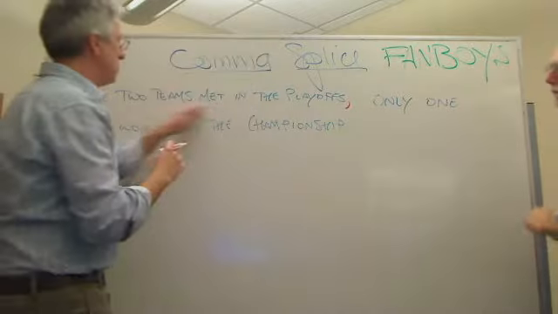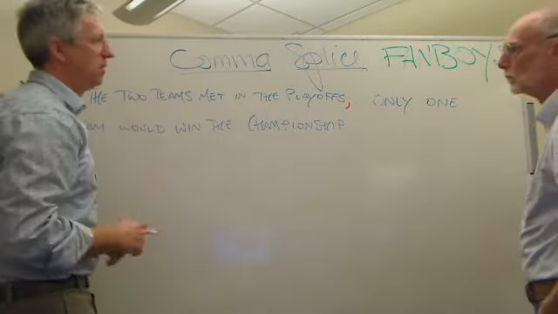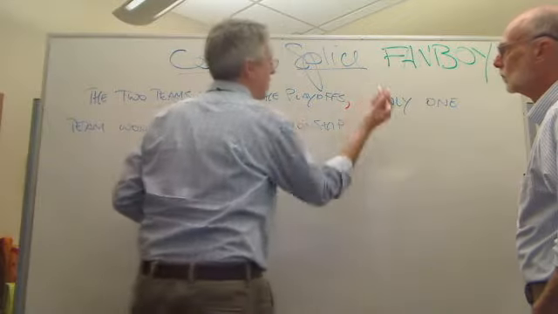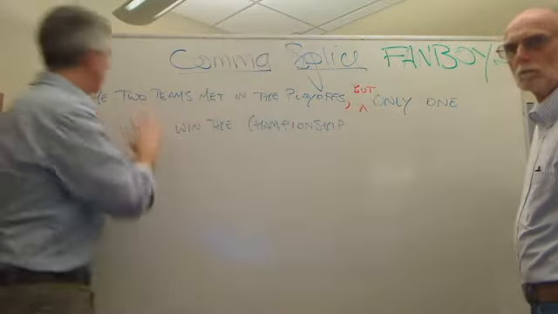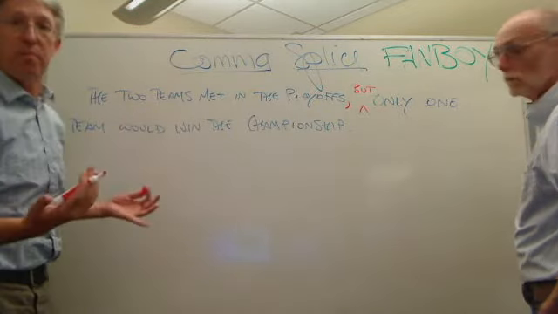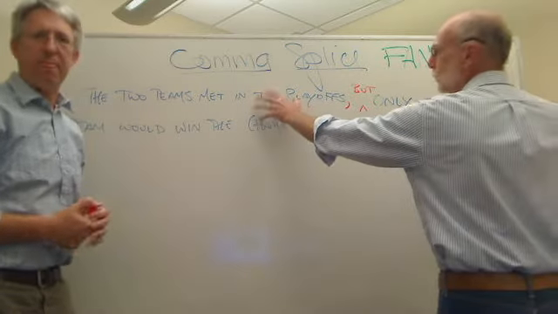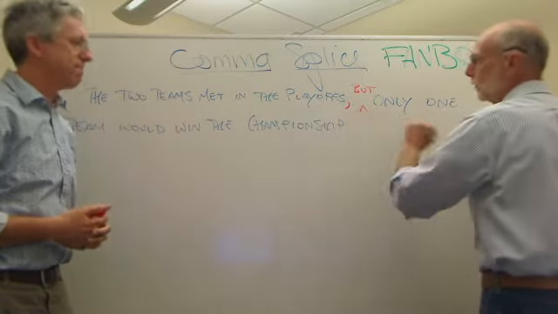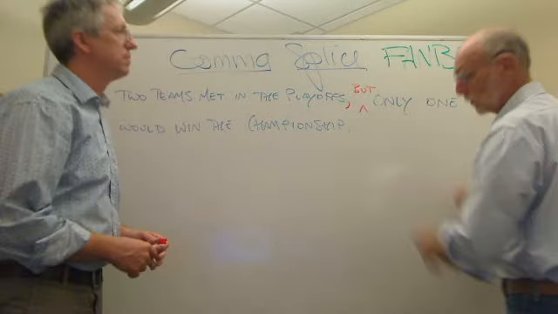The two teams met in the playoffs. Only one team would win the championship. We would probably put something contrastive like but here. So the two teams met in the playoffs, comma, but only one team would win the championship. Makes sense, right? So you've gone from two simple sentences joined by a period to what's now a compound sentence joined by a coordinating conjunction.